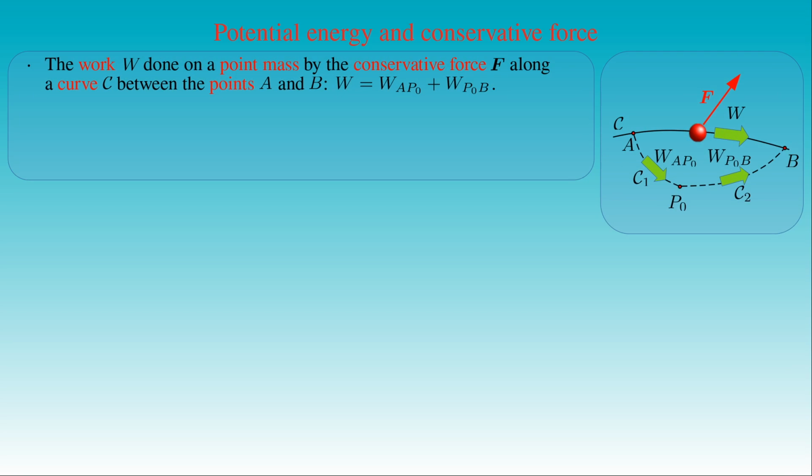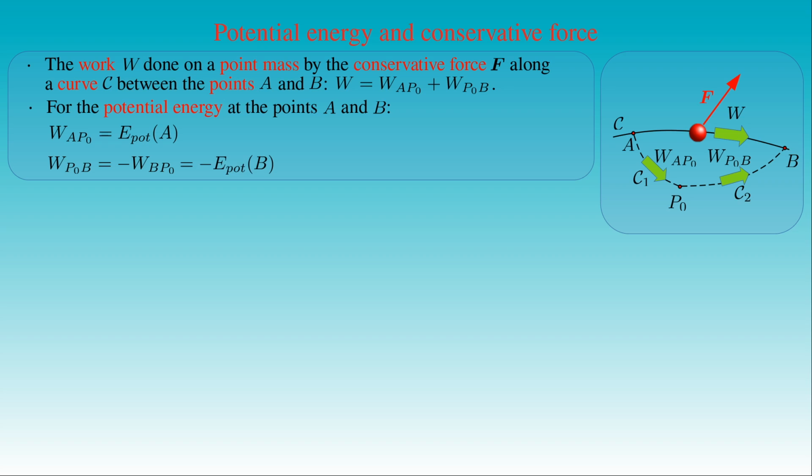We have seen that the work W done on a point mass by the conservative force F along the curve C between the points A and B is equal to the sum of the works done along the curves C1 and C2 connecting the points A and B through the 0 point P0. Here the work done along the curve C1 between the point A and the 0 point P0 defines the potential energy of the point mass at the point A. Since the work done along the curve C2 between the 0 point P0 and the point B is equal to minus the work done in the opposite direction, we can express it as minus the potential energy of the point mass at the point B.